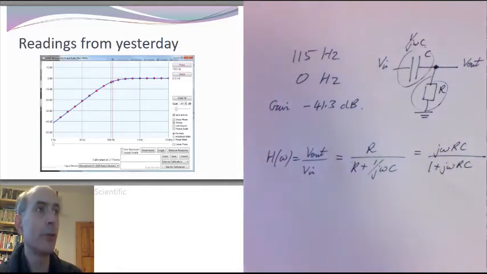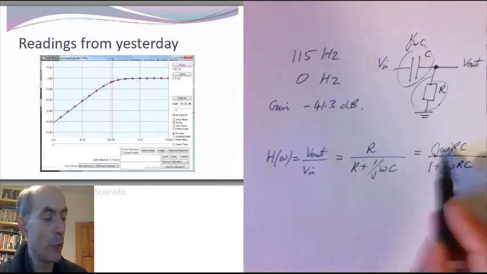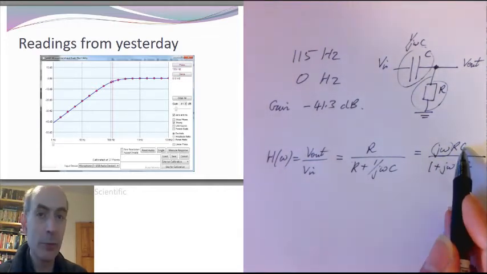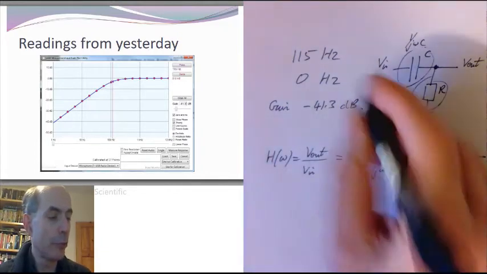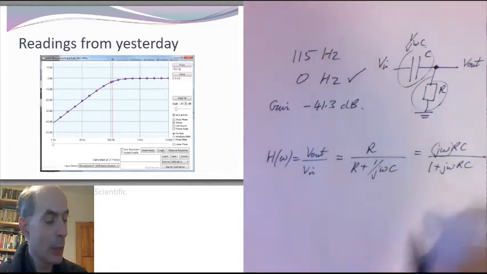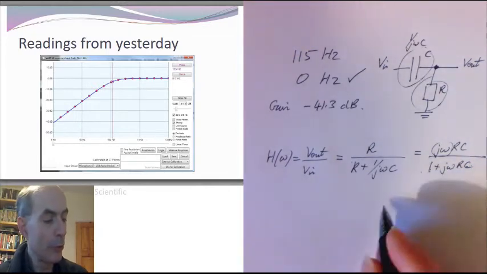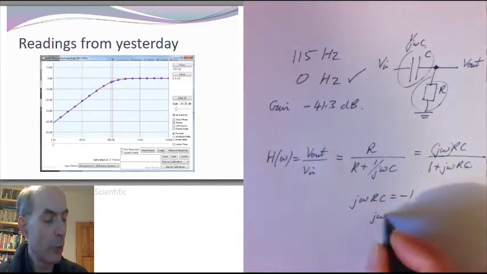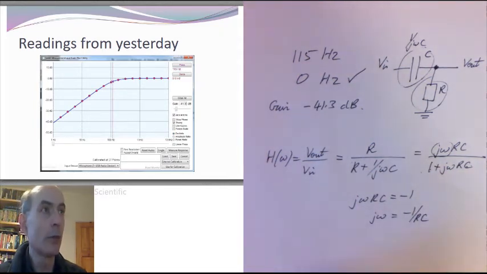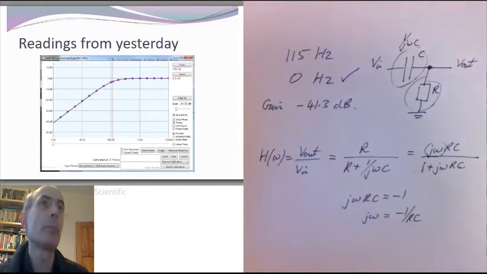And from that, you can see that there is one zero, one value of j omega for which the numerator is equal to 0, and that is when j omega is equal to 0. So that gives me a zero at 0 Hz. There is one pole, and the pole occurs when the denominator is equal to 0, and for the denominator to equal 0, j omega RC must be equal to minus 1, so j omega is minus 1 over RC. The break frequency of that pole, which is what is plotted in the diagram here.